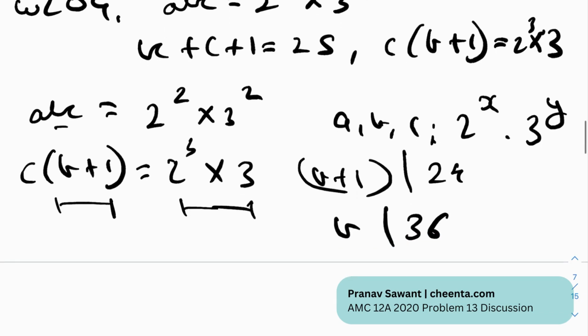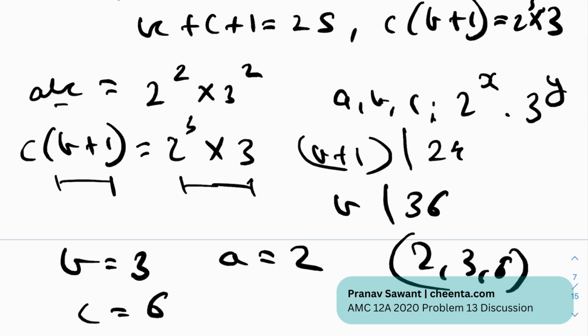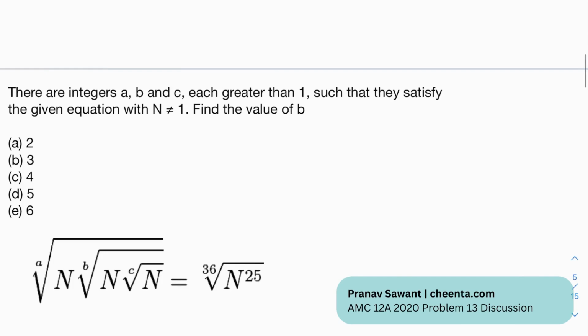It probably won't be a bad guess to check the case where b is equal to 3. If b is equal to 3, then b plus 1 is equal to 4, and then c turns out to be 6. If c is 6 and b is 3, then that gives us a is equal to 2, from these two equations. So 2, 3, 6 is actually a valid triple that satisfies the given equations. And 3 is there in the options as well, so we know that 3 is the correct answer.